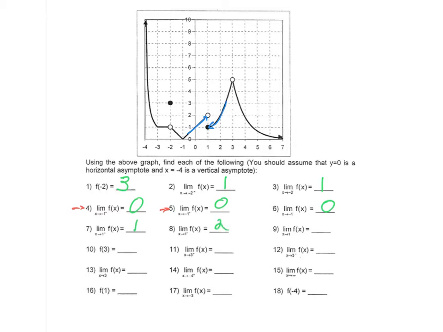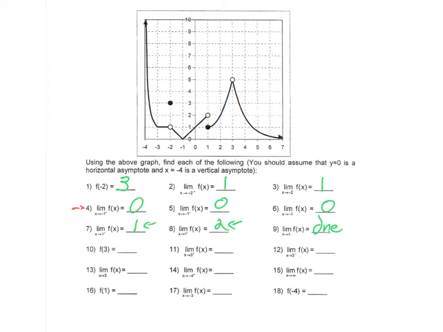Now, number 9 says, what is the limit as x approaches 1? That's a two-sided limit. So I know coming from the right side the limit is 1, coming from the left side is 2. Since they don't match, I know that my overall limit does not exist. So you just write DNE, does not exist. And again, I know that because the two one-sided limits do not match. If they do not match, I automatically know that the two-sided limit does not exist.